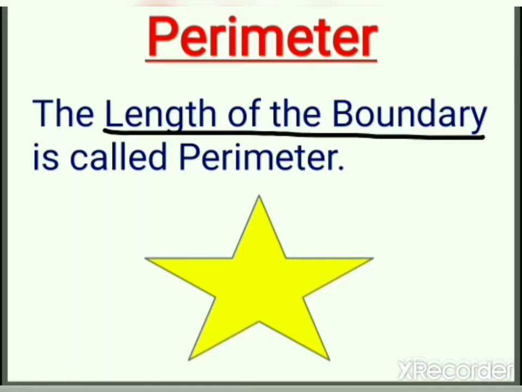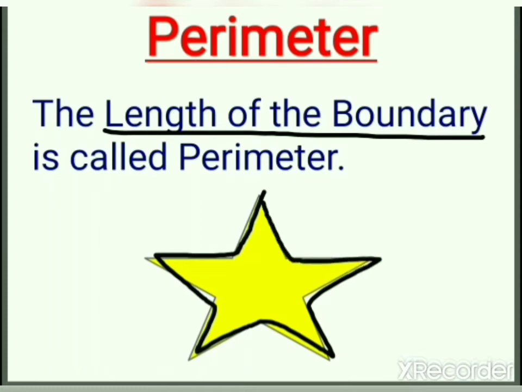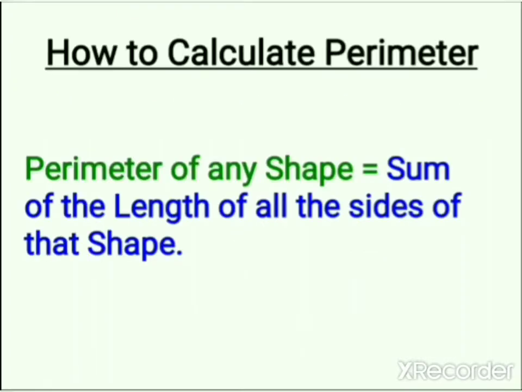This is a star and this is the boundary of a star. So, the length of this boundary is called its perimeter. How to calculate perimeter? Perimeter of any shape is calculated by adding the length of all the sides.